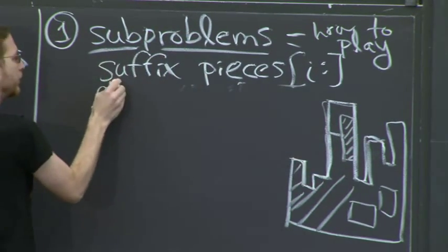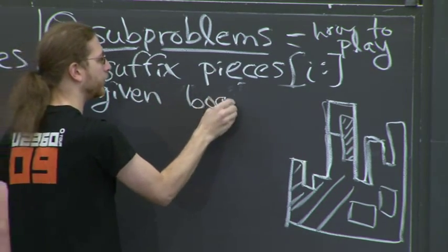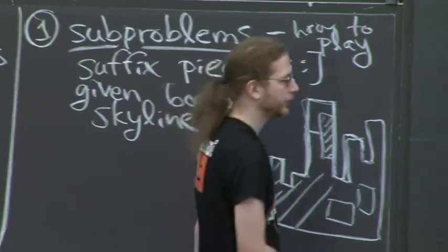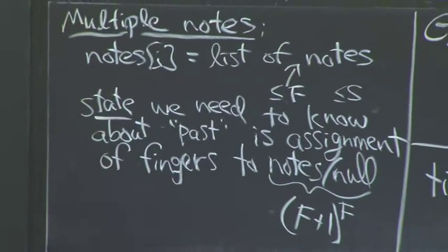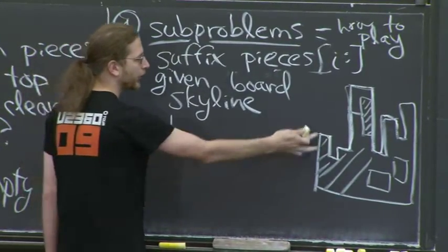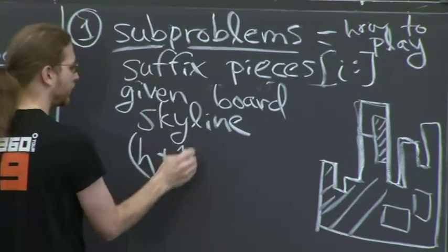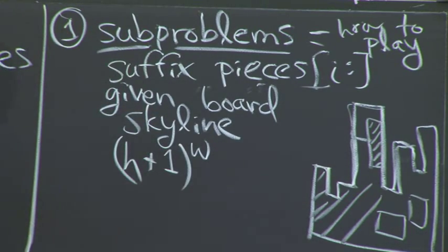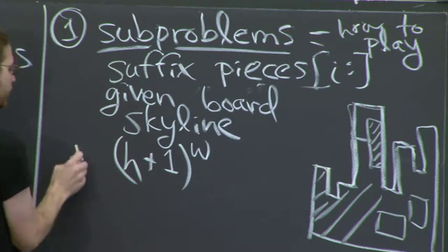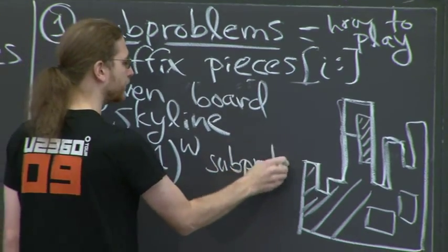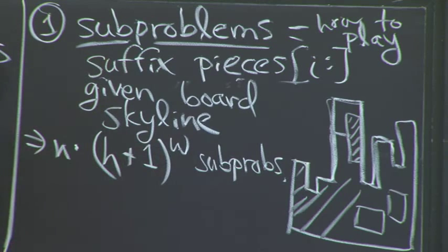So I should say, given the board skyline. Now, how many choices are there for that? It's quite similar to the fingering function. There's the height of the board, h. For each column, it could be anywhere between 0 and h, so I guess h plus 1. And then we raise it to the power w, because there are w different columns, and each of them is an independent choice. So there's going to be n times that many different subproblems. And here's where I need that w is small, because this is exponential in w. So it's reasonable in h, but it's exponential in w.